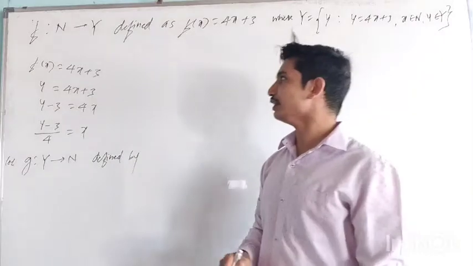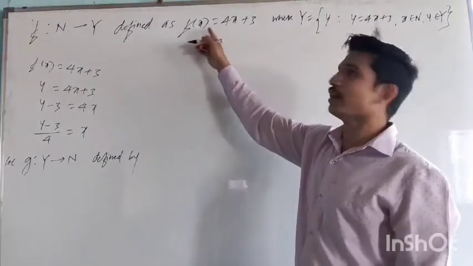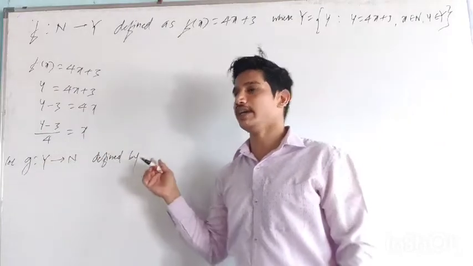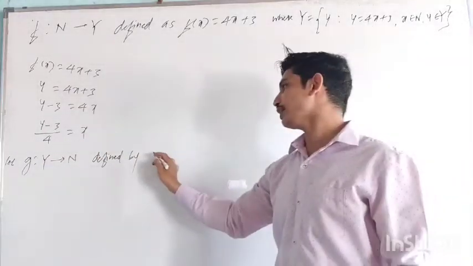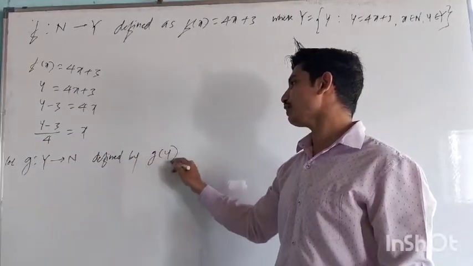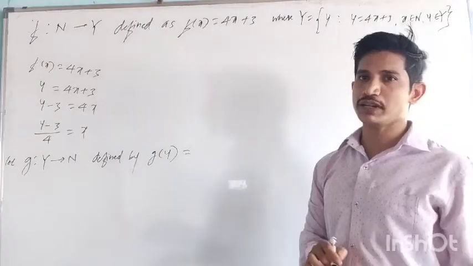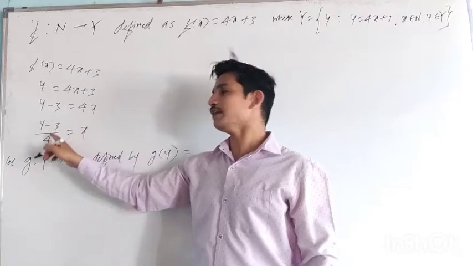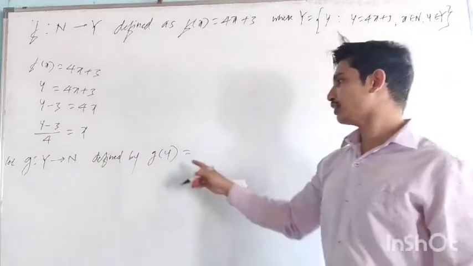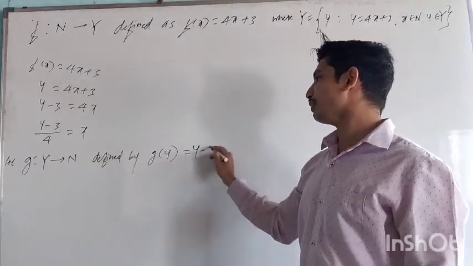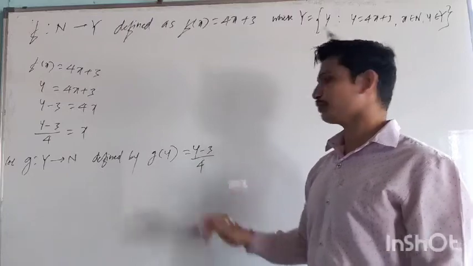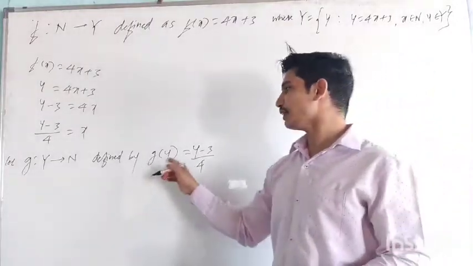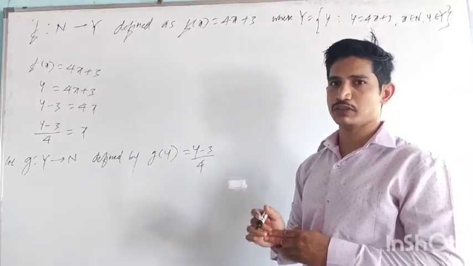How are we defining it here? If it is f of x, then write it here as g of y. So what do we write here? g of y. We got the value of x here: y minus 3 by 4. Same value you write there. So g of y is y minus 3 divided by 4. So we got the function g of y as y minus 3 by 4.